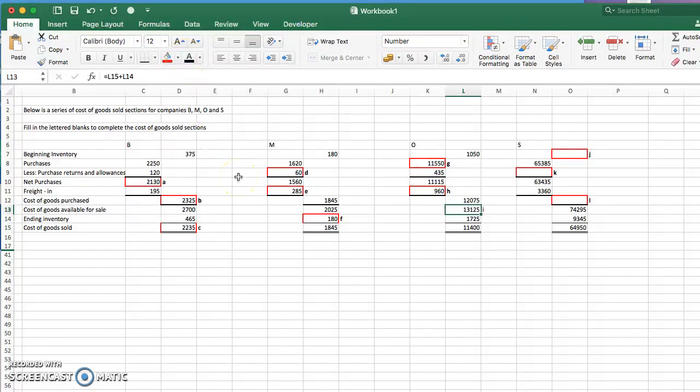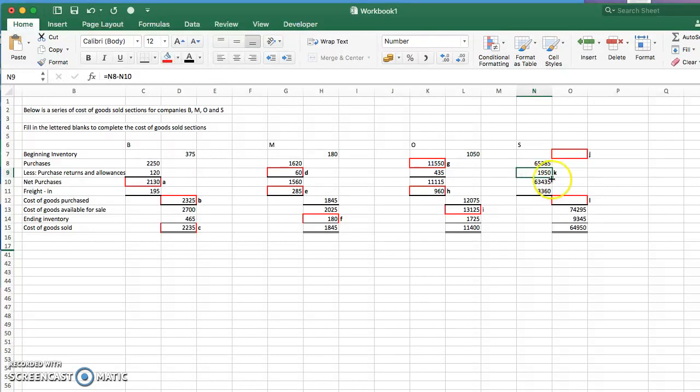And then the last company we have to work with is company S, and we need to leave beginning inventory to the end. We need to find some of these other figures to be able to find that. So we start by finding the purchase returns allowance, and we do that by subtracting the net purchases, the 63,435, from purchases, which is the 65,385, and that gives us 1,950.